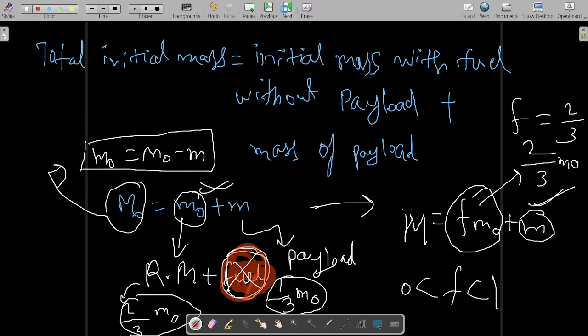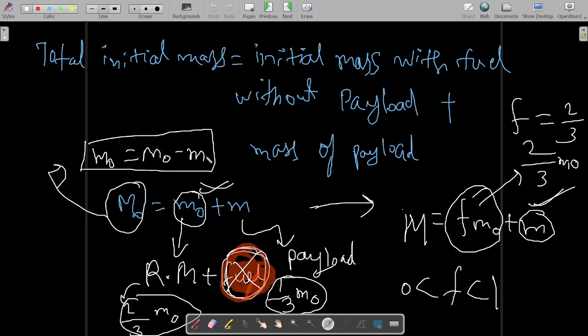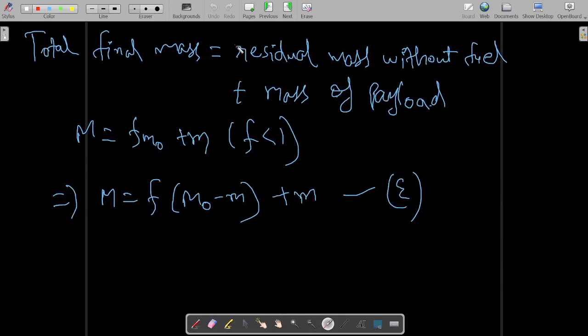So small m naught is capital M naught minus m. This is the thing. Now suppose this is your equation E.